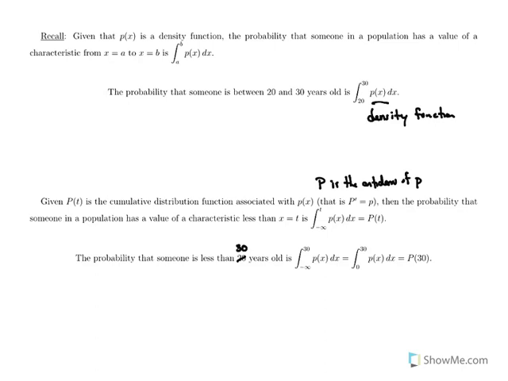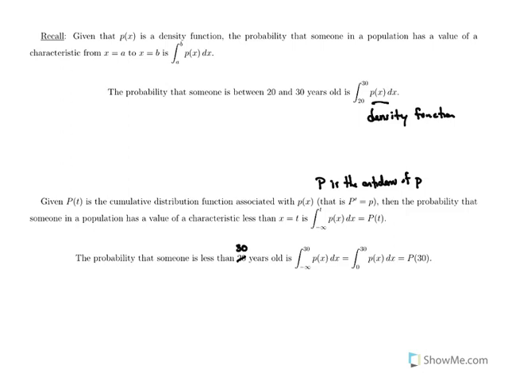So if we're talking about the cumulative distribution function, we know that the probability that someone in a population has a value of a characteristic less than some value t, then we can write that as the integral from negative infinity to t of p of x dx, and that is by definition capital P of t. That's by definition the antiderivative of the function. So if you look at an example, the probability that someone is less than 30 years old is going to be the integral from negative infinity to 30 of p of x dx.